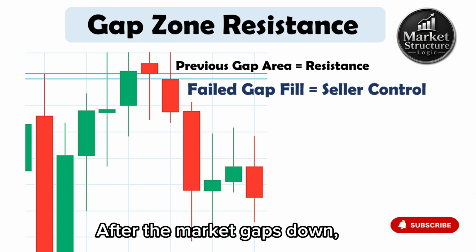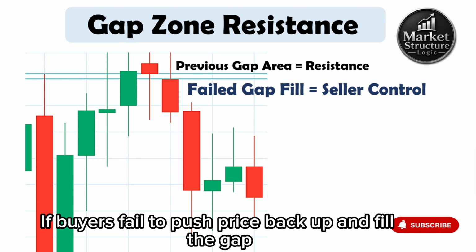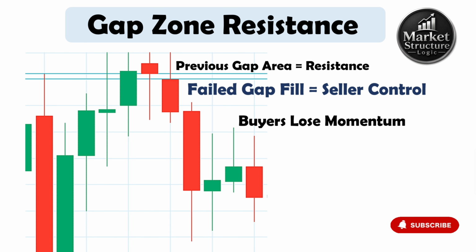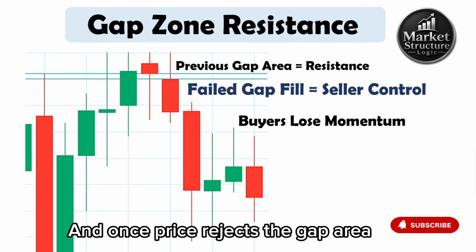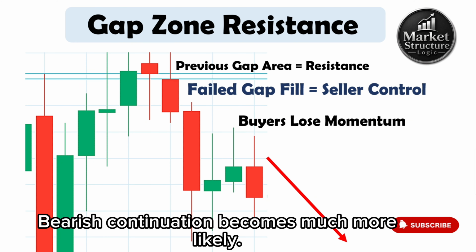After the market gaps down, that gap area often acts like resistance. If buyers fail to push price back up and fill the gap, it tells us bullish momentum is weakening. This confirms that sellers are still controlling the market. And once price rejects the gap area, bearish continuation becomes much more likely.